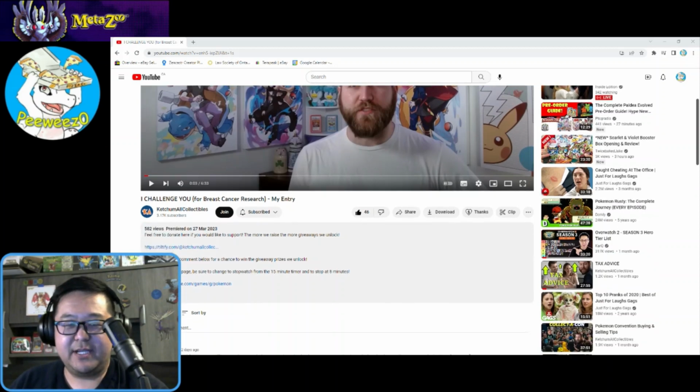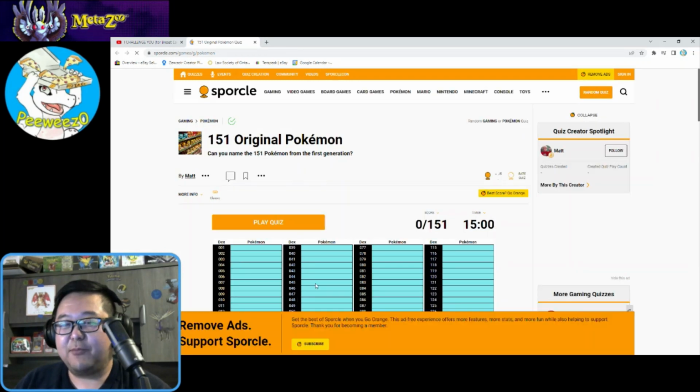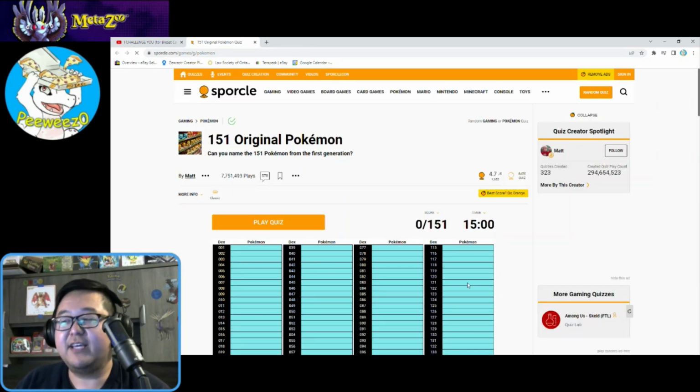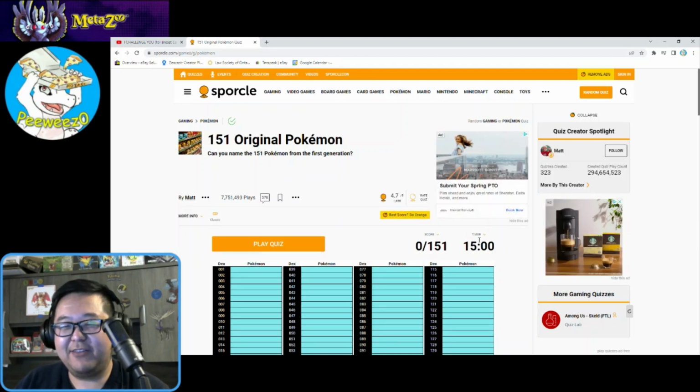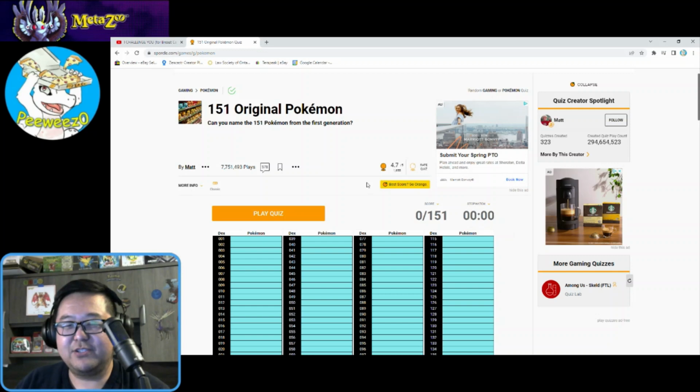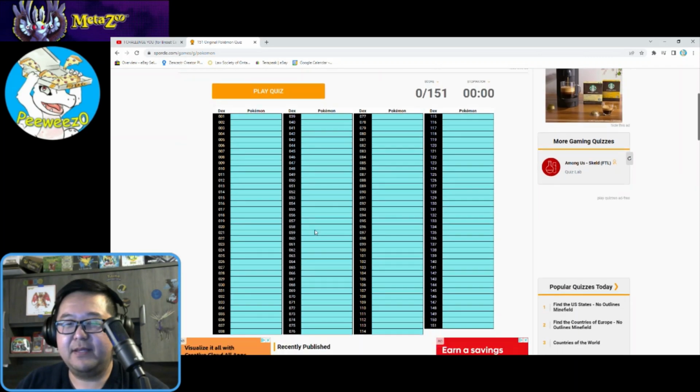But here's the instructions. I challenge you for breast cancer research. Here's the Sporkle page. Be sure to change to a stopwatch from the 15-minute timer and to stop at 8 minutes. So I didn't do any preparation for this at all. I did not watch Pokemon over again. I did not look through my Pokemon cards. And the only thing I'm going to really use as support is the PokeRap, which I'm going to butcher 100%, but let's see how that goes. So let's change it to stopwatch. I believe that was the thing.